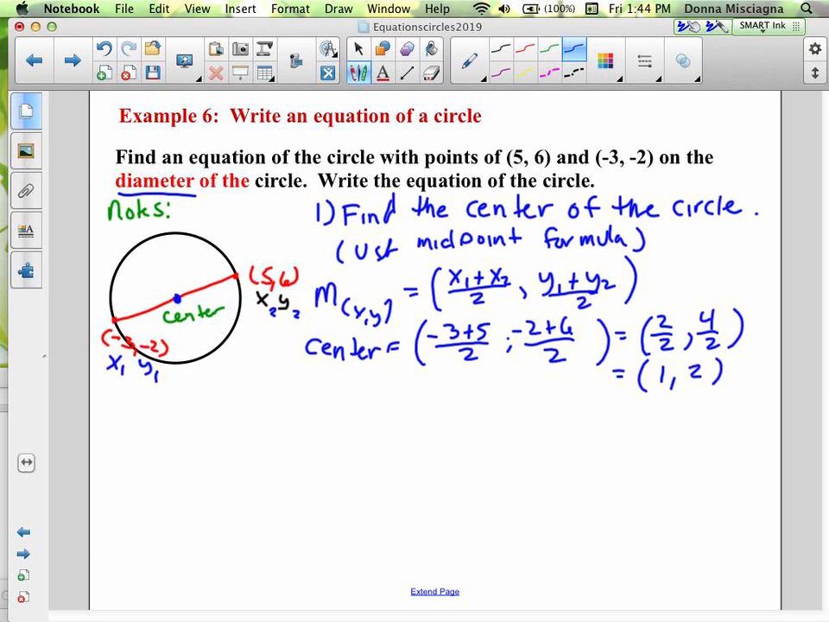Let's just label that on our nice little diagram here, that our center is the point (1, 2). So that's going to be our (h, k) in a moment when we write the equation. But we can't write it yet because we need to do step number 2, which is find the radius. And of course that's going to be the distance formula.